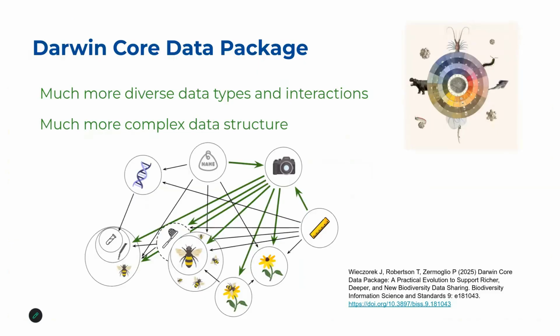And for this reason, GBIF recently proposed a Darwin Core data package, which allows for much more diverse data types and much more diverse relationships. For example, data about species interactions, measurements on species, measurements on the environment, genetic data, different types of media can all be stored using the Darwin Core data package. However, this will create much more complex data structures.